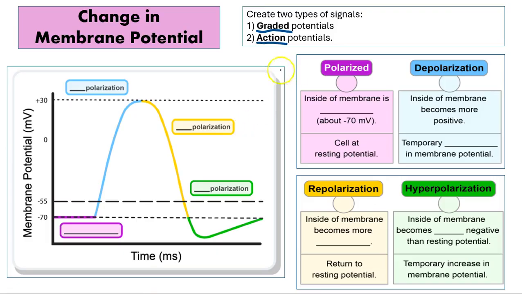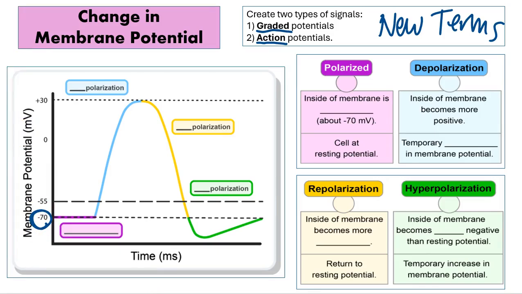But before we can even understand graded potentials and action potentials, we have to really understand some new terminology. So we definitely have some new terms we have to get into. And the easiest way to understand these terms is to create a graph. So on the x-axis, you're going to have time in milliseconds. On the y-axis, you're going to have membrane potential in millivolts. And so we did talk about having our cell at rest at -70 millivolts. That's our cell at rest, okay? And we just talked about that.